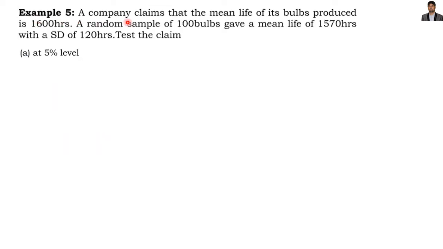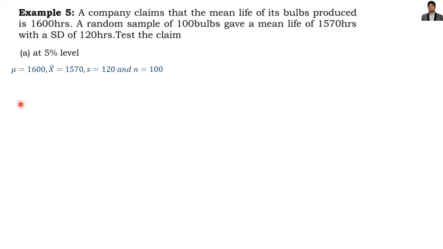Example number 5, a company claims that the mean life of its bulbs produced is 1600 hours. A random sample of 100 bulbs gave a mean life of 1570 hours with a standard deviation of 120 hours. Test the claim at 5% level. First, we get all the information we have from the question. Mu is 1600. X bar is equal to 1570 from sample. S is equal to 120 from sample, and sample size is 100.